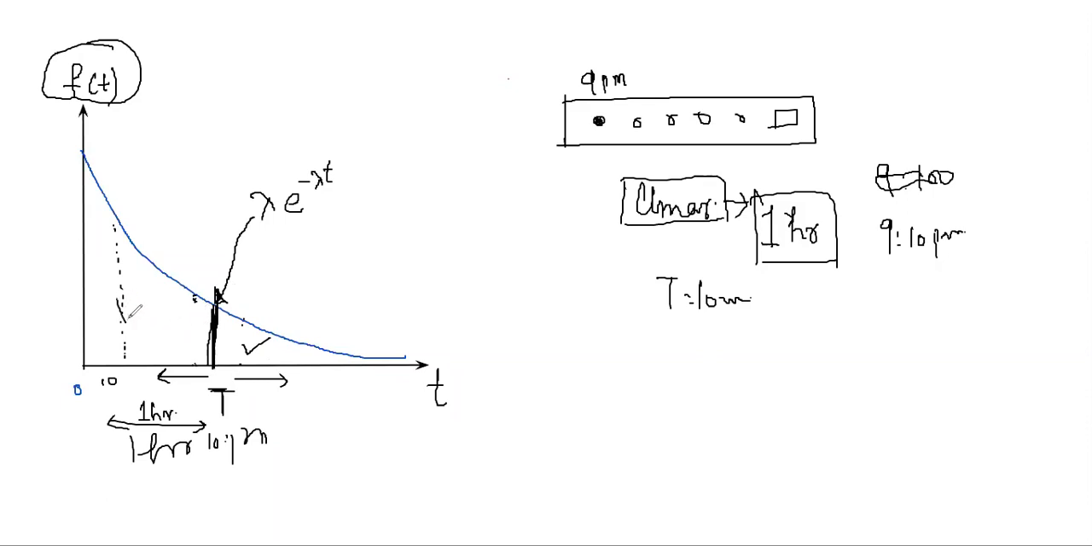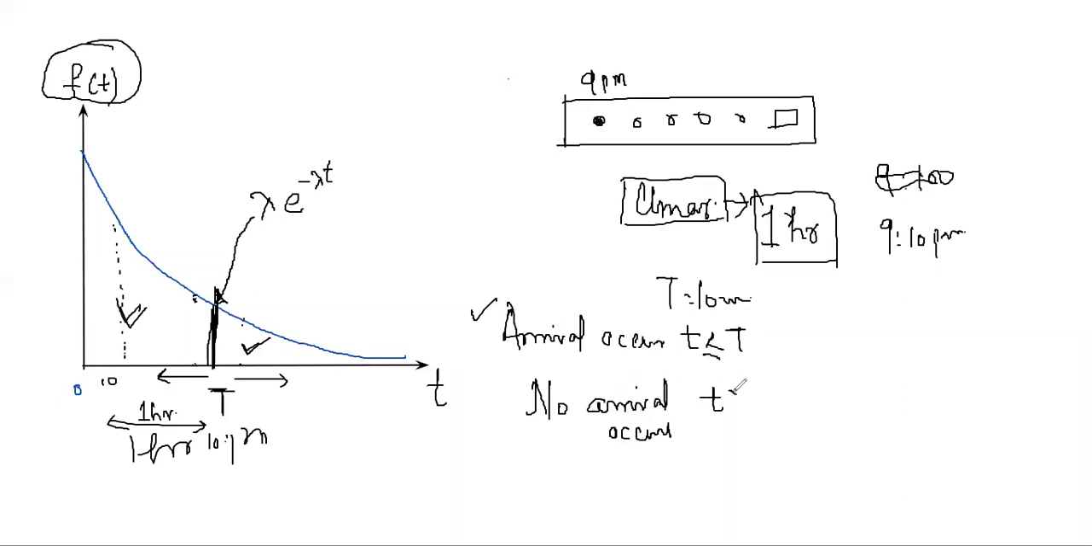Either the condition is that a customer arrives within this time span in which the student is observing the system, or no customer arrives in this time span. So we can say that arrival will occur at time less than or equal to t, that is, within 1 hour or less than 1 hour. If a customer came in that time, we can say that the arrival has taken place. He will say that no arrival occurs if this time is greater than t.